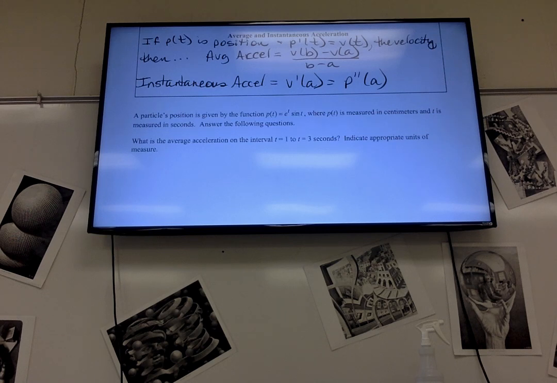Okay, so a particle's position is given by the function. Again, we've got the same thing, P of t. It's centimeters per second if we do velocity. So we want to find average acceleration. Didn't we already find that? No, we found average velocity. Because they're different, which also always confused my head.